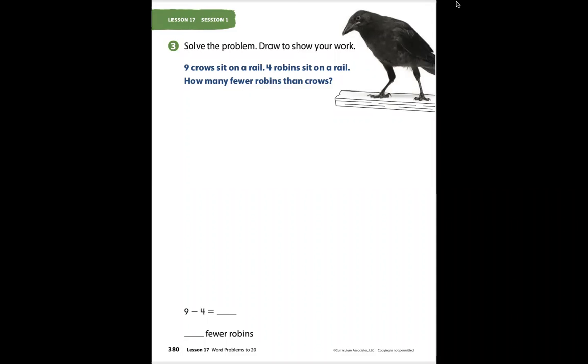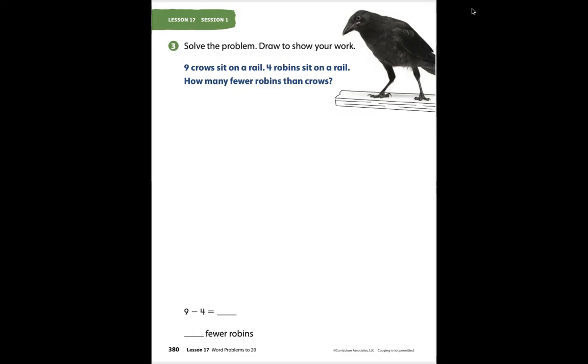Lesson 17, Session 1, page 380. Problem 3, solve the problem. Draw to show your work. This week we are working on solving word problems up to the number 20.